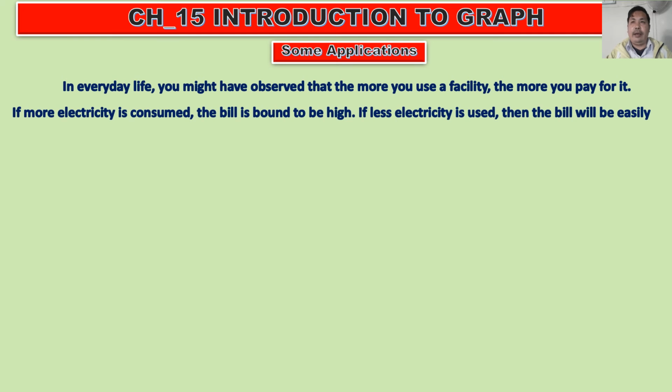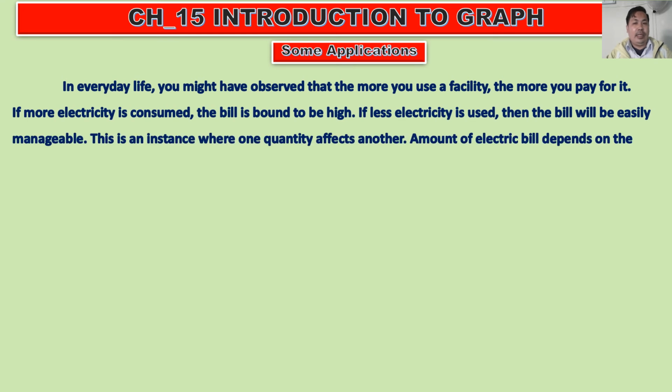Yes. If you are using a television, or any kind of appliances like fan, AC, everything at a time, then the consumption will become more and the bill will become higher at the end. These things happen in our life, isn't it? If less electricity is used, then the bill will be easily manageable, which means the bill will be less if we use less electricity.